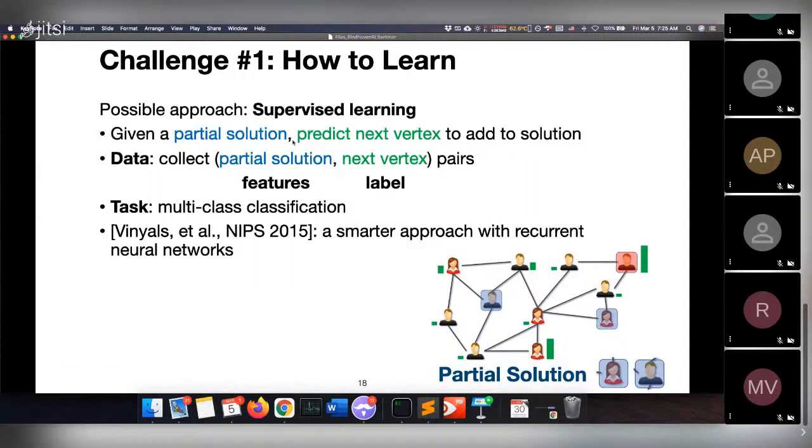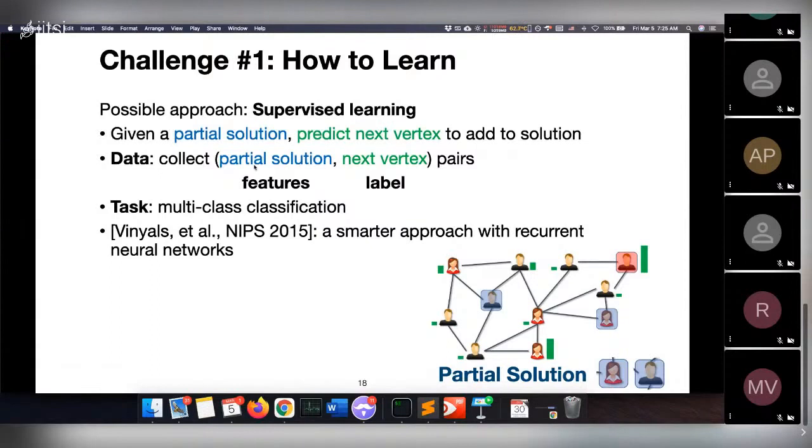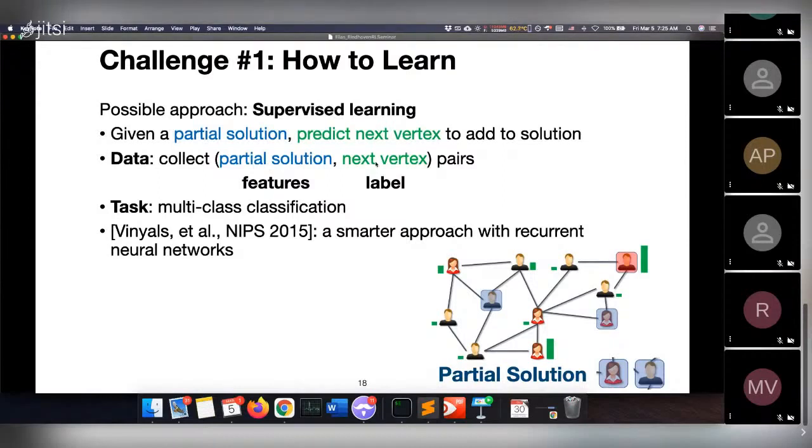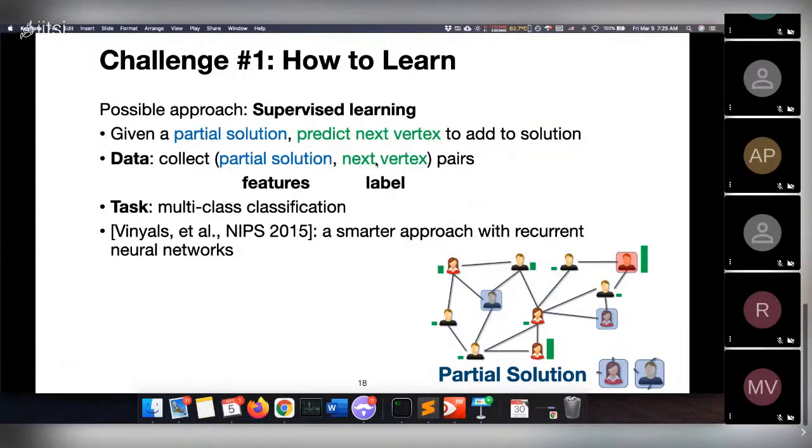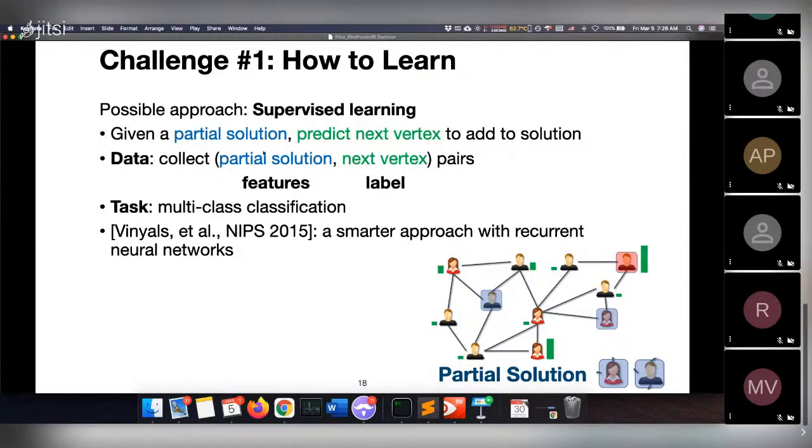So now what I want is a model that can predict the next vertex. So I have that in green. I'm using these green bars to denote some kind of score. And so you could potentially collect a data set where you have pairs of partial solution and next vertex. So that would form the feature label pair. And the next vertex would come from some optimal solution to the problem. So maybe you run CPLEX, this integer programming solver, on the instance because it's a training instance. You get an optimal solution, and you use that to build a supervised data set.